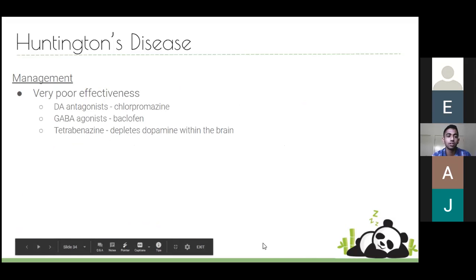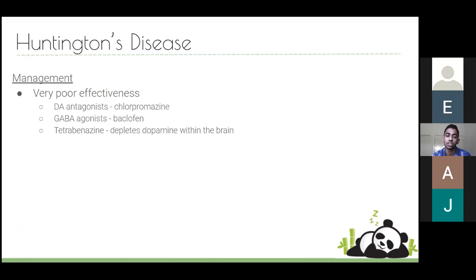Not important. Management: nothing really works against it because it's genetic. It's just going to continue. You can give symptomatic relief, but it doesn't really work. People die very young because of it. So it's a pretty bad disease to have.